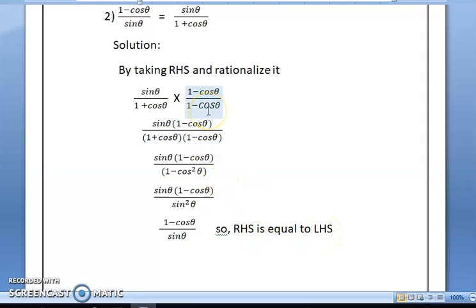In this question, the first important step is rationalization, meaning we use the opposite sign. For 1 plus cos theta, we multiply and divide by 1 minus cos theta. And the next important step here is the formula a square minus b square is equal to a plus b into a minus b, meaning 1 minus cos square theta.